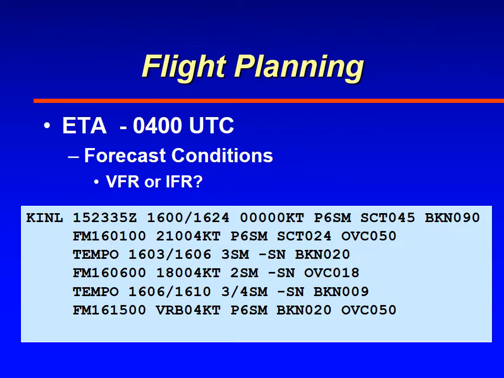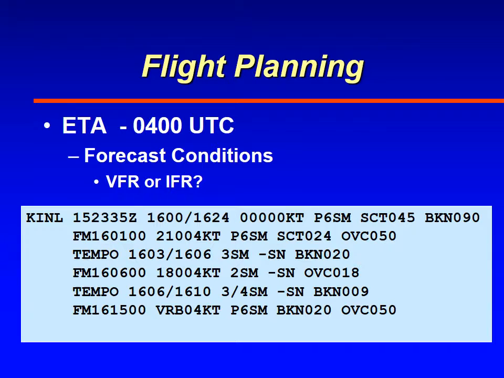But there are temporary conditions. For a very short period of time, weather conditions may come down between 3 and 6 Zulu, where you might have visibilities of 3 miles, light snow, and broken at 2,000. So looking at that, the lowest ceiling is 2,000, the lowest visibility is 3 miles.